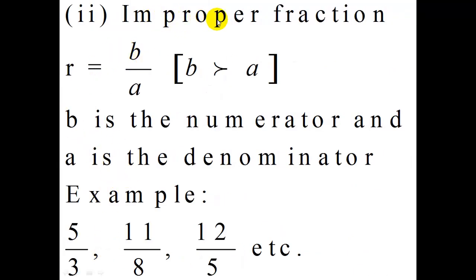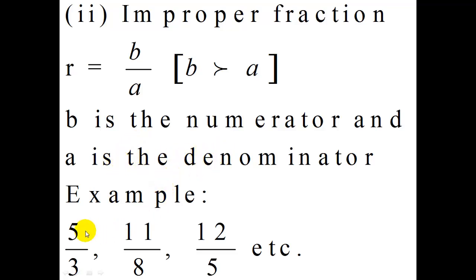Now, improper fraction. So given R equals b over a, where b over a is the fraction, b is the numerator, and a is the denominator. For improper fraction, the numerator is greater than the denominator. So b is the numerator and a is the denominator.